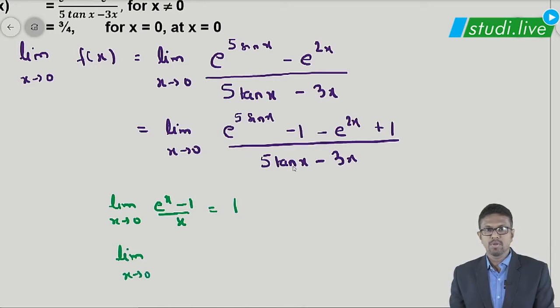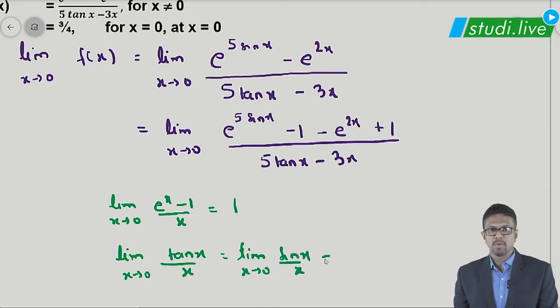Over here we will have to write tan x upon x and sin x upon x. All these formulas will be coming. So tan x upon x, sin x upon x. So all these formulas will also be there. So limit x tends to 0, sin x upon x will also be equal to 1.